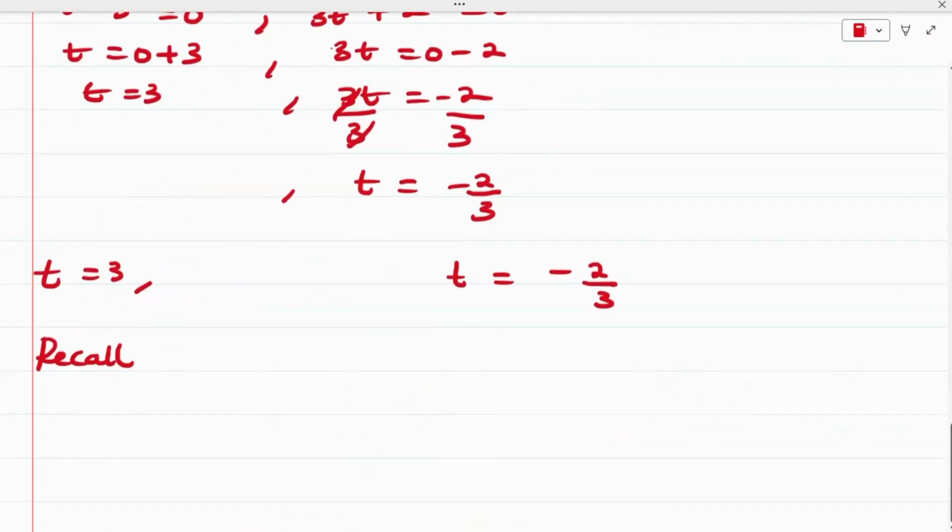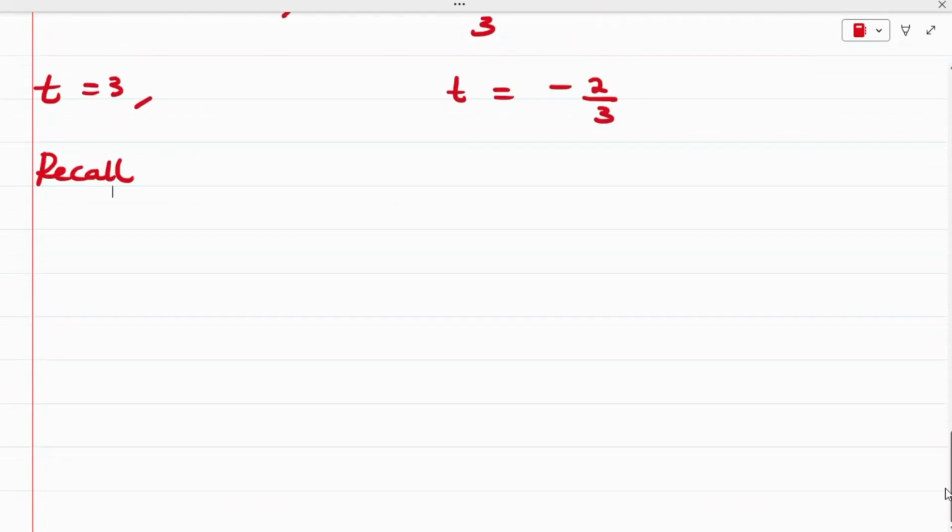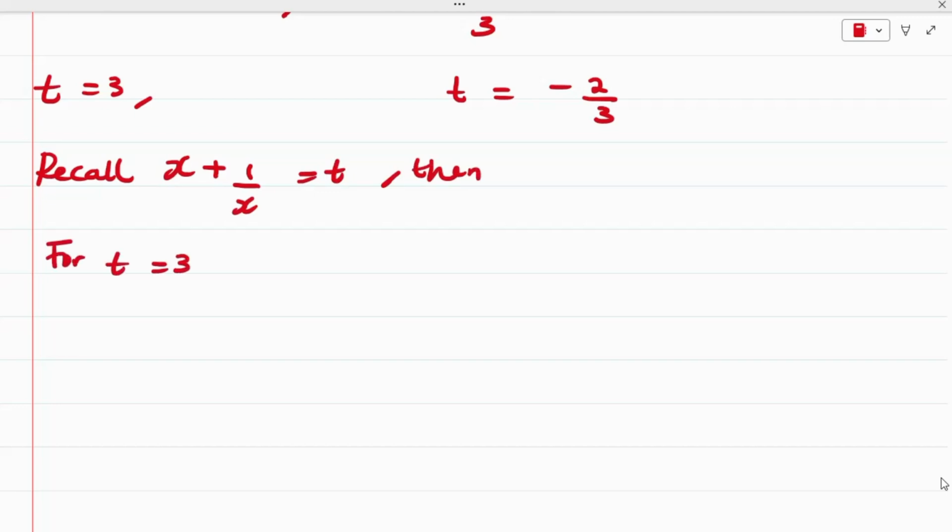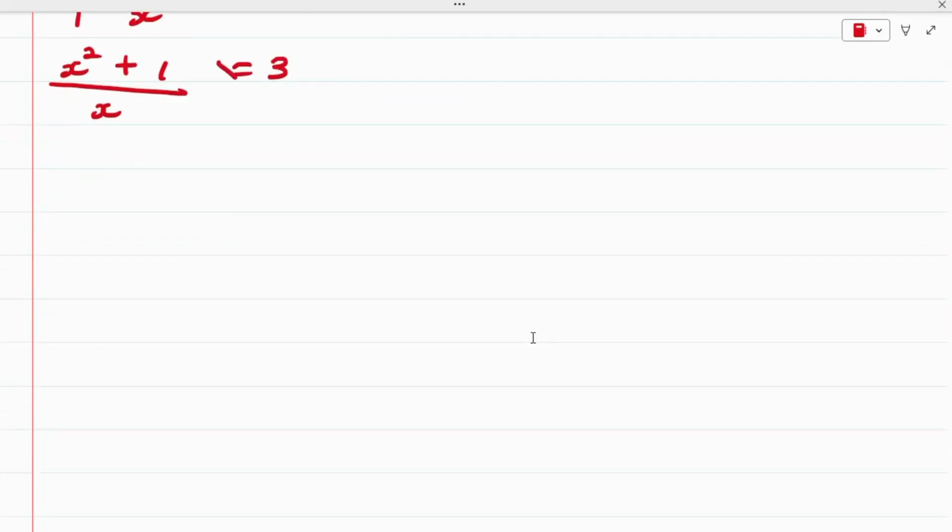So we want to simply recall that we said suppose x plus 1 over x is equal to what? t. Alright, so recall that x plus 1 over x is equal to t. Then solving for t equals 3, we have x plus 1 over x is equal to 3. Alright, so we look for the LCM. We have this to be x over 1. 1 divided by x, x times x is x squared, plus x divided by x is 1. 1 times 1 is 1, and this is equal to 3.